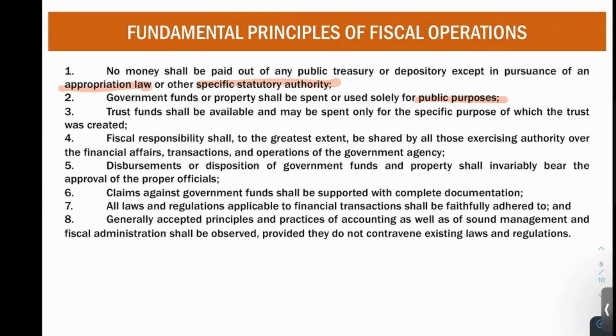Next, trust funds shall be available and may be spent only for the specific purpose for which the trust was created. We already know this one. We can create a special fund which is only for a special purpose or for that specific purpose, and you cannot spend it unless it is for that purpose.